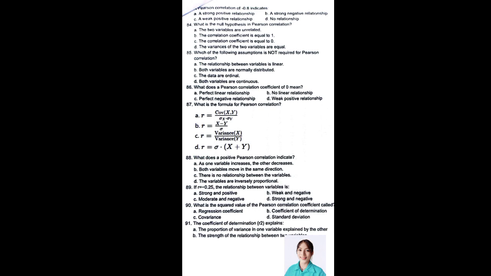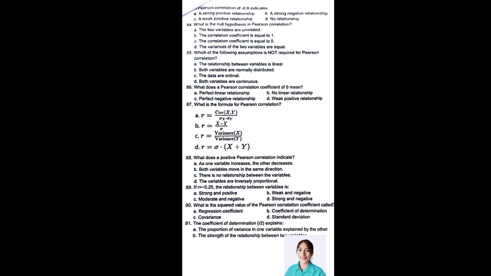Number 88 is, what does a positive Pearson correlation indicate? A positive Pearson correlation indicates that both variables move in the same direction. So that's option B.